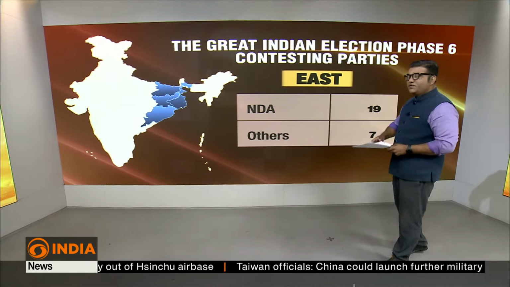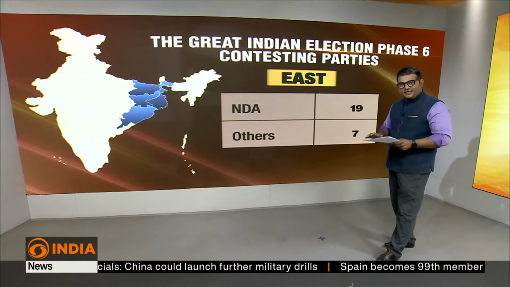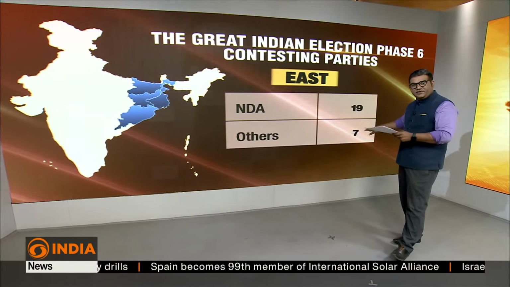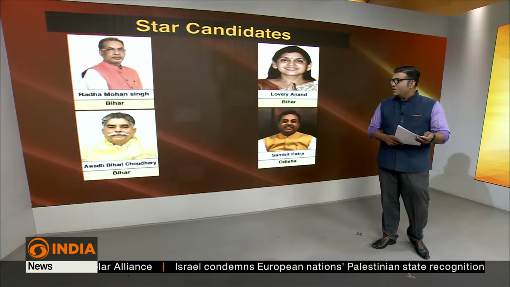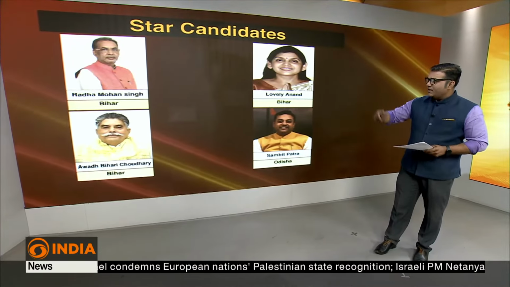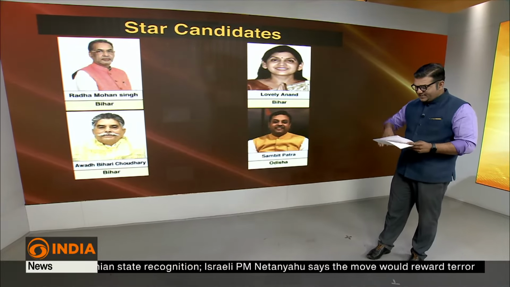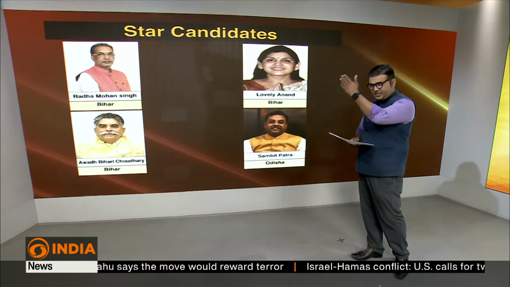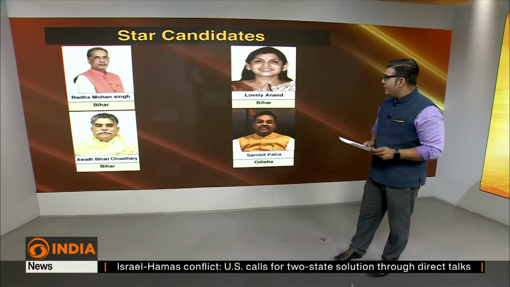In the east, you've got the NDA that's got the lion's share, 19 seats. The opposition bloc has nothing in this phase of election or in the eastern part of India. Others 7. We are putting the BJD and the Trinamool Congress in the 7 seats put together. Radha Mohan Singh is looking for a 4th term from this particular seat. Remember, this particular seat that he fights from, Purvi Champaran, was earlier Motihari. This time around, Purvi Champaran, he is looking for a 4th-time return to parliament.